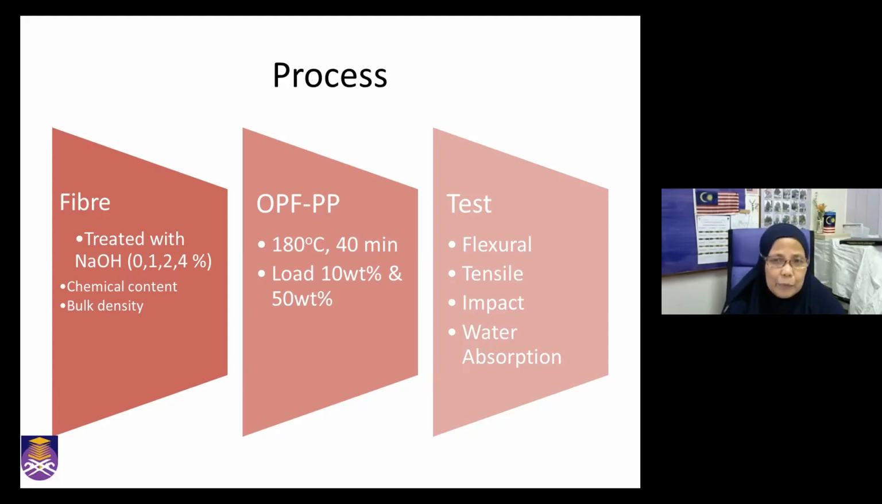to come up with all the combinations. And then what we do is we look at two loads, 10% fiber inside the plastic and 50% fiber inside the plastic. Both of them will show you what happens when the matrix is a lot and when the matrix is less, and what would be the properties that come out of this. After that, we just do flexural, tensile, impact, and water absorption tests.